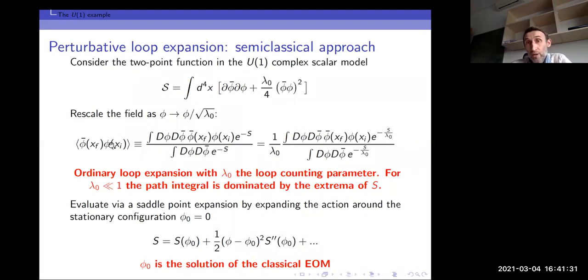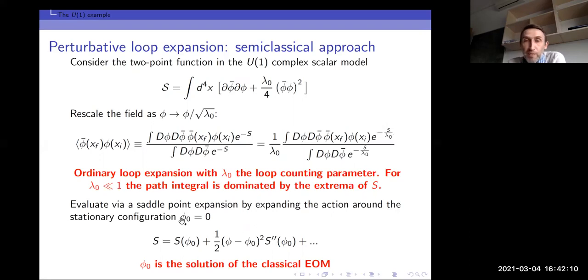So your 2-point function for the scalar fields, phi and phi bar, will be given like here. And you see, since lambda we take very, very small, it can be considered as the loop counting parameter, basically, as we all know from the university courses. But also the path integral itself will be dominated, of course, by the extrema of the action. And this is what we call a semiclassical approach. We are going to evaluate this integral via saddle point approximation by expanding the action around the stationary configuration, which I will call generically phi 0.